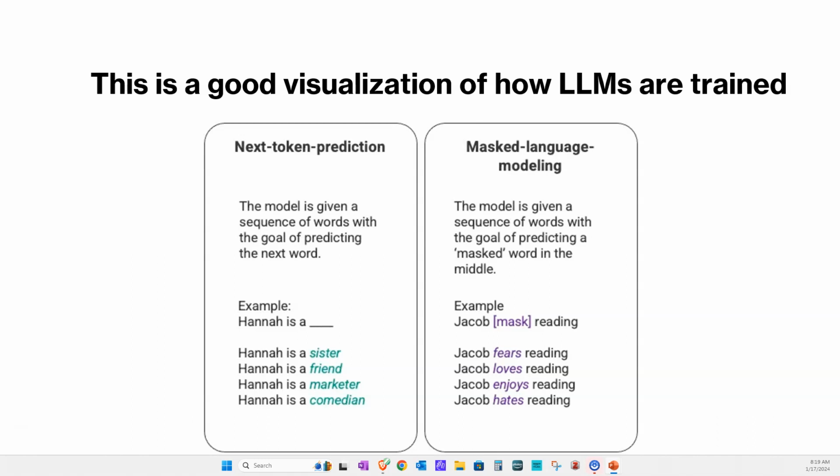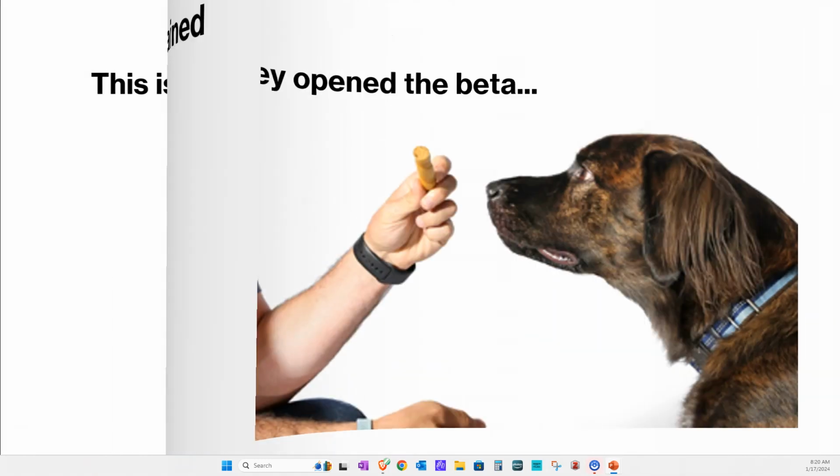They do what's called next token prediction, which is where they give it words and they try to predict the next word. So they give it "Hannah is a", and then they say what goes in the space. And eventually they learn to fill in the blank with the most likely word. They do the same thing with masked language modeling. "Jacob and is what reading." And it could be any of these, and it learns to find the context from what's going on around it.